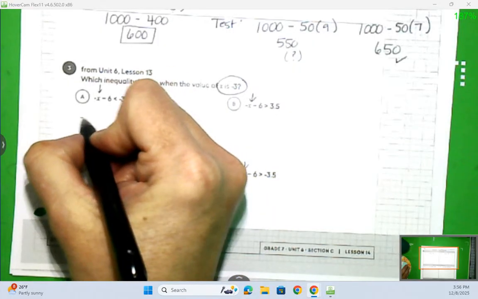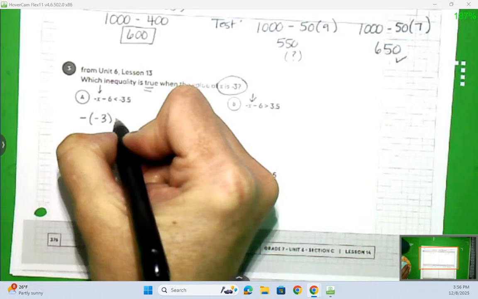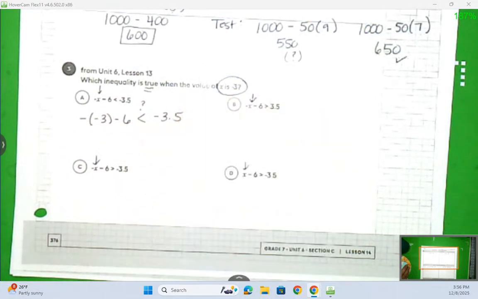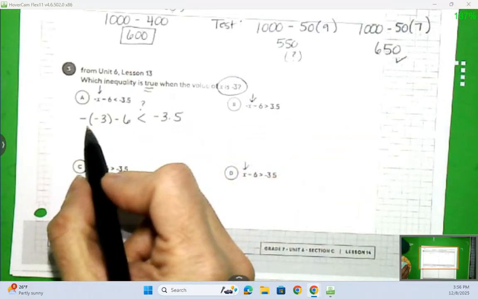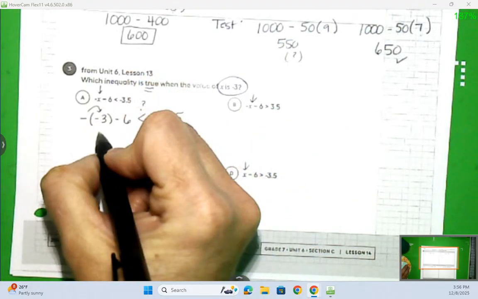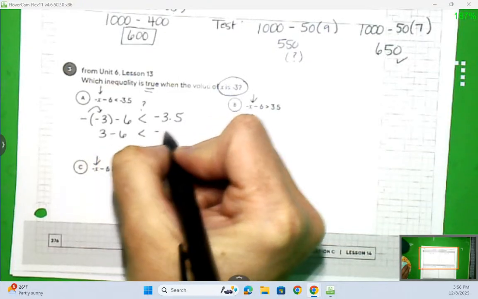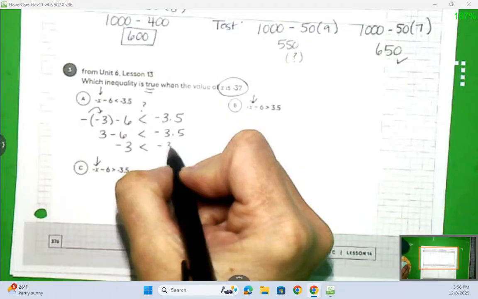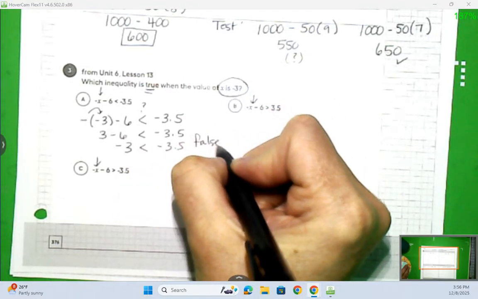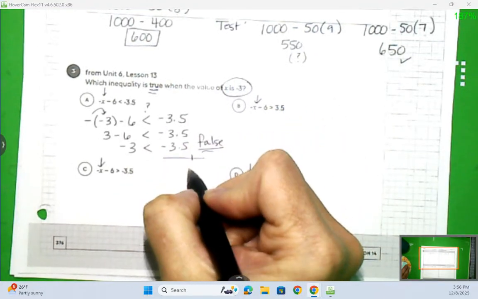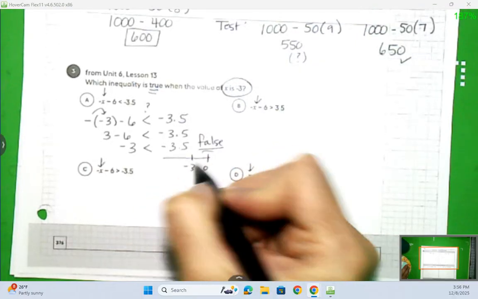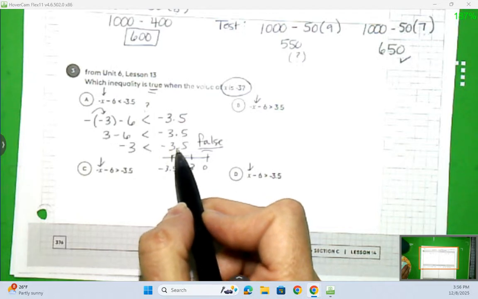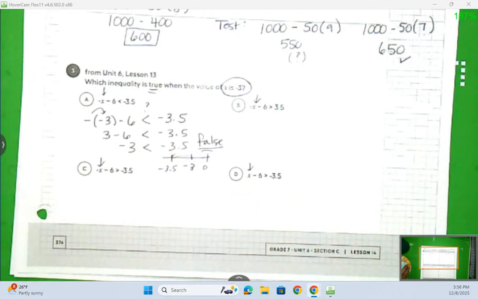Starting with part A, we have the opposite of -3 minus 6. Is that less than -3.5? I could do this by hand as well, or with my calculator. The opposite of -3 is 3, minus 6 is less than -3.5. 3 minus 6 is -3. Is that less than -3.5? This is false. Remembering our number line, if this is 0 and this is -3, -3.5 is further to the left. So it should be this is less, not that. So that's a false statement.